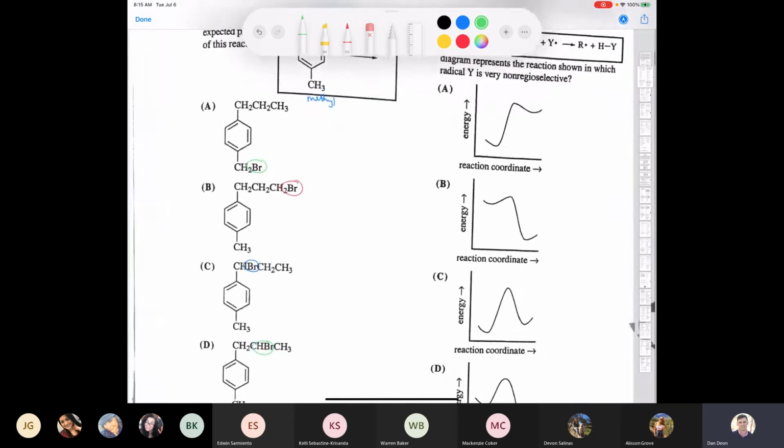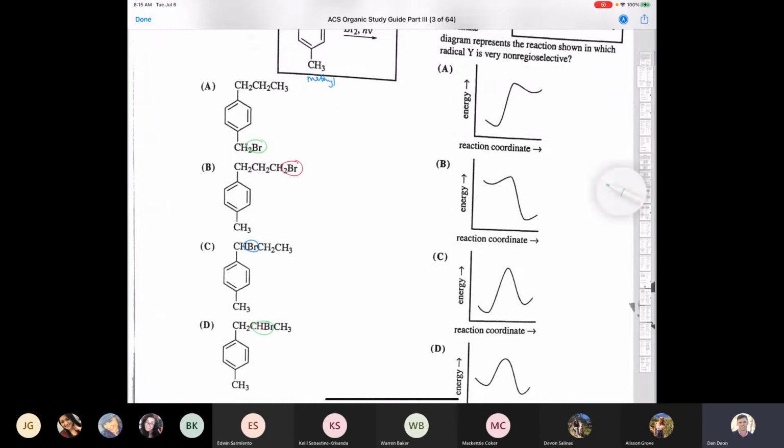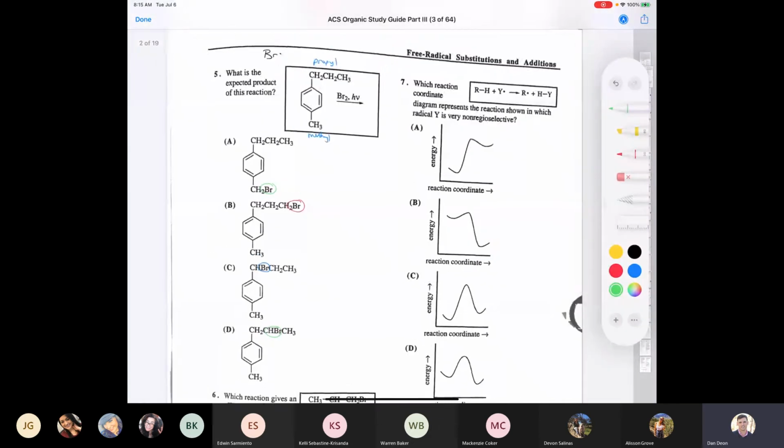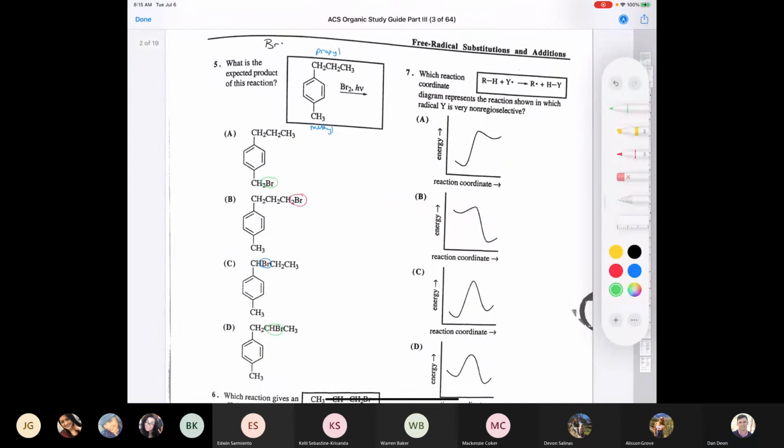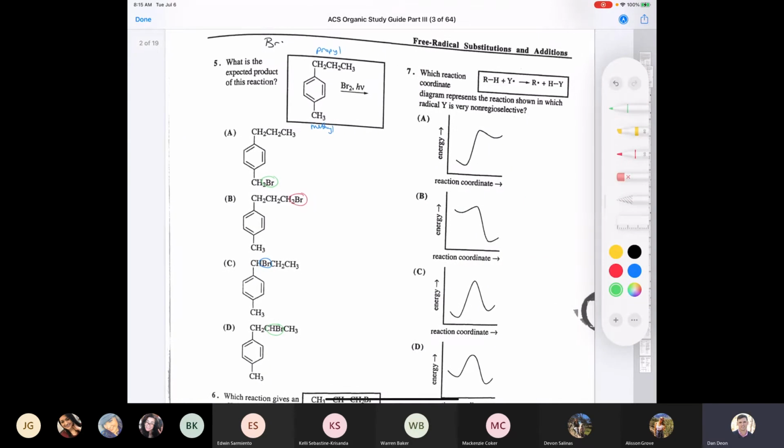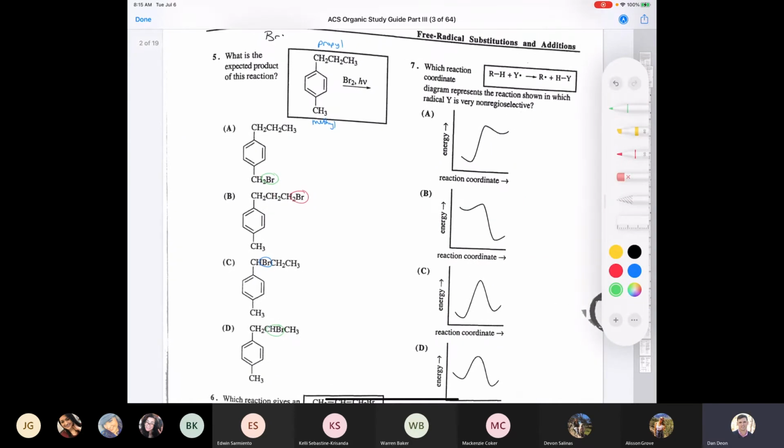I'll zoom out a little bit here. It's kind of hard to squeeze the whole thing in the screen. But anyhow, could anybody make a suggestion out of which one of these would be the expected product?